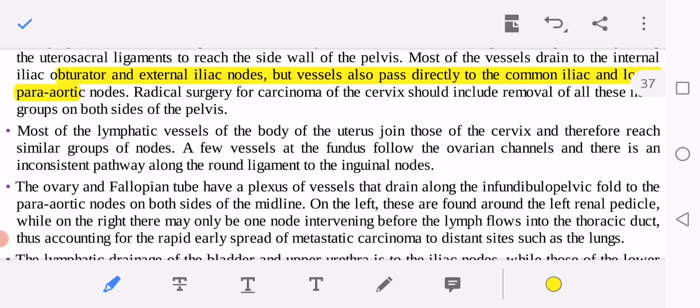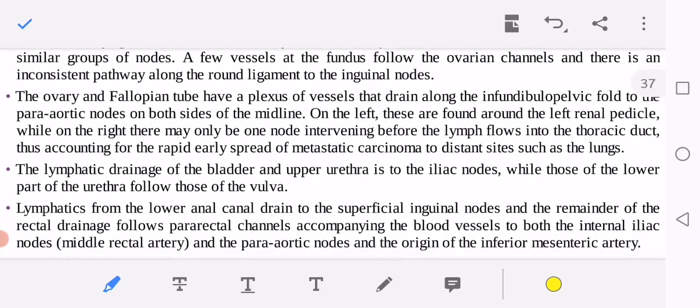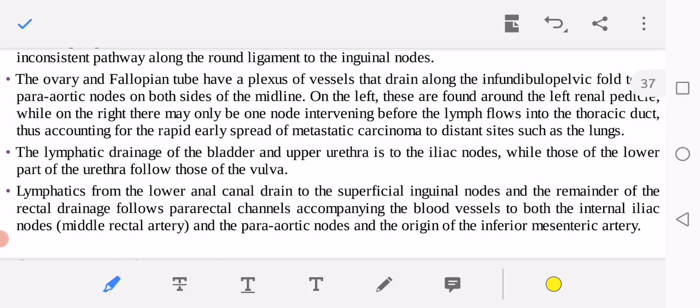The ovary and the fallopian tube have a plexus of vessels that drain along the infundibulopelvic fold to the para-aortic nodes on both sides of the midline. On the left side, these are found around the left renal pedicle, while on the right side, there may only be one node intervening before the lymph flows into the thoracic duct, thus accounting for the rapid early spread of metastatic carcinoma to distant sites such as the lungs.